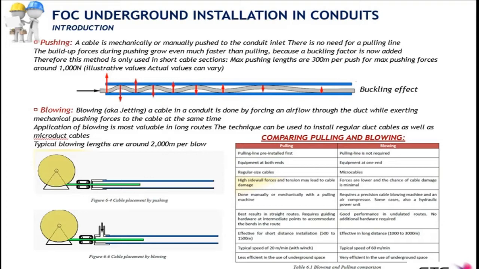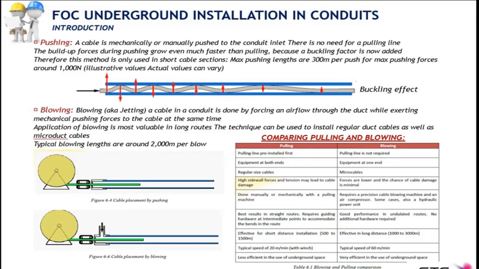Pulling requires equipment at both ends, because you are installing the cable drum on one side and the pulling device on the other side, whereas blowing requires equipment only on one side. Pulling typically carries regular size cables. It's rare that we pull microcables. Microcables are typically installed by blowing.